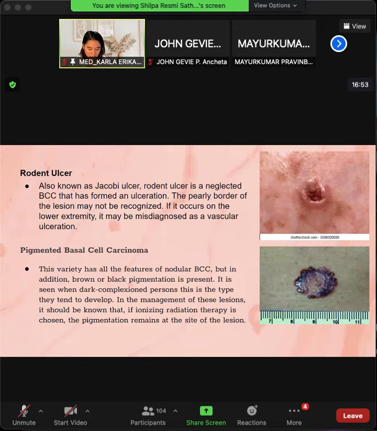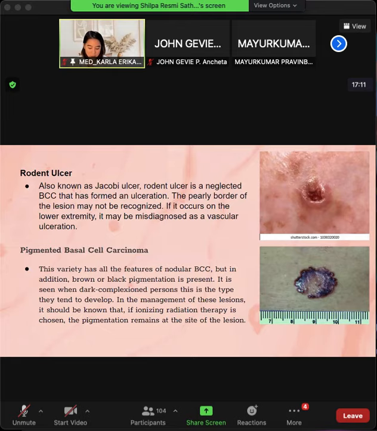So, rodent ulcer, also known as Jacobi ulcer. Rodent ulcer is a neglected BCC that has formed an ulceration. The pearly border of the lesion may not be recognized. It is on the lower extremity. It may be misdiagnosed as a vascular ulceration.